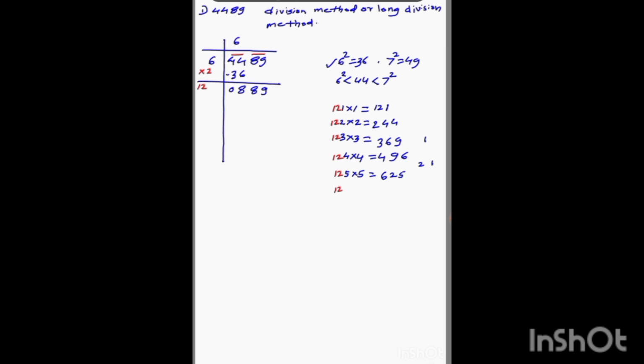Then 126 into 6. I am deliberately going very slow because everybody must understand. 6 into 6 is 36, carry over 3, 6 into 2 is 12, plus 3 is 15, carry over 1, 6 into 1 is 6, plus 1 is 7. 756. Yes, 127 into 7. Got it? So this is very easy. Try some examples, try to solve by yourself, and you will get acquainted with this method.